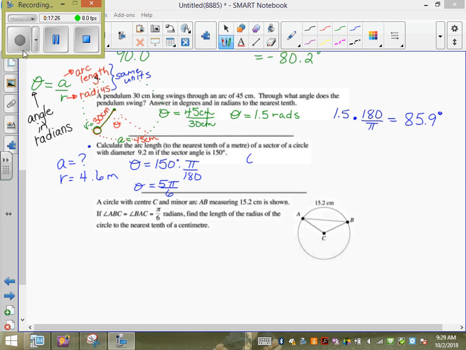So we have theta equals a over r, and we're solving for a. So I'm going to multiply our r up. So we have a equals r theta. So now we're going to show the work. A equals r, which is 4.6 meters, times 5 pi over 6. You guys need to learn how to show your work. When you type that in, what do you get to the nearest tenth? 12.0 meters.